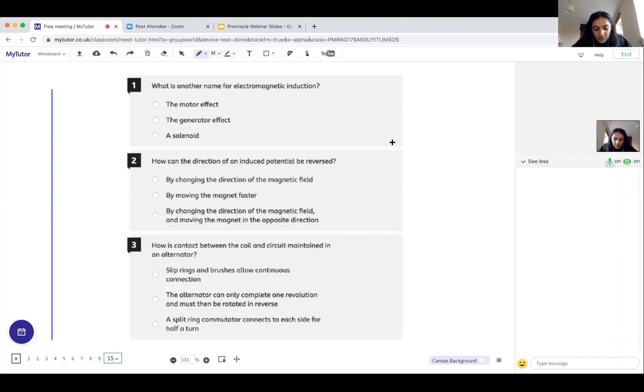If the coil stops moving, is the voltage lost? Yes. If there's no movement between the magnet and the coil, no current is being created. No voltage, no current is being created. It's only if they're moving constantly that voltage, that current, is created.